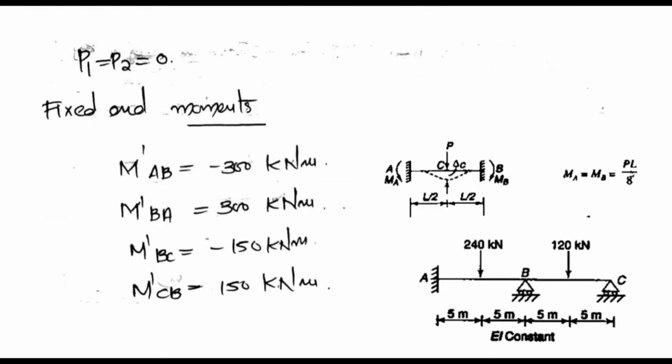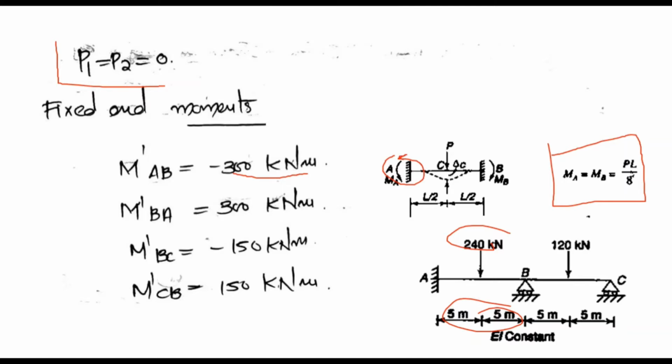We don't have any external load, so the values of P1 and P2 will be equal to 0. The next step is to find the fixed end moments. M dash AB. We only have point loads, so we have to consider the equation MA equal to MB equal to PL by 8. M dash AB equal to 240 into 10 by 8 equal to 300 kilonewton meter. The negative sign is because here the direction is anti-clockwise. M dash BA equal to positive 300 kilonewton meter. Here the direction is clockwise.